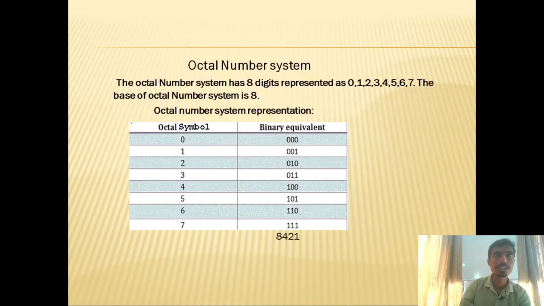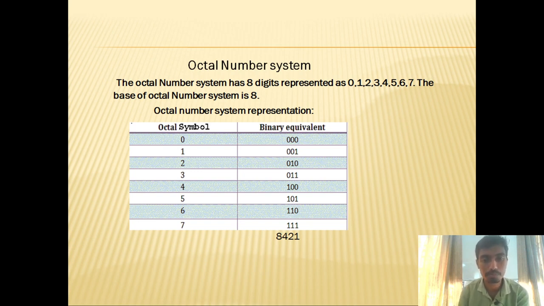So now let us see the octal number system. The octal number system has 8 digits represented as 0, 1, 2, 3, 4, 5, 6, 7. Like our numbers in maths, we can use these numbers. The base of the octal number system is 8. Why 8? Because the numbers start from 0.